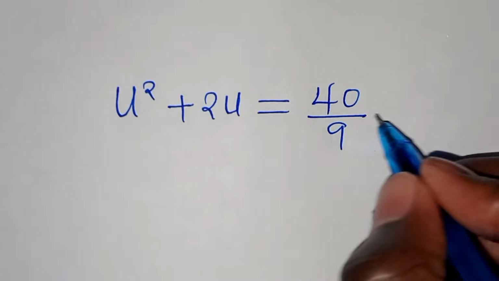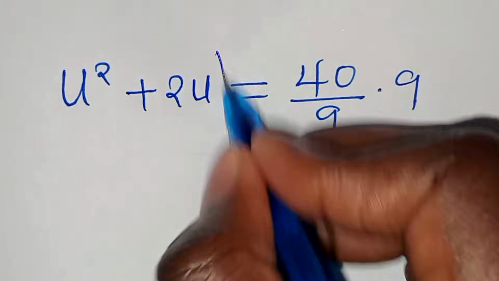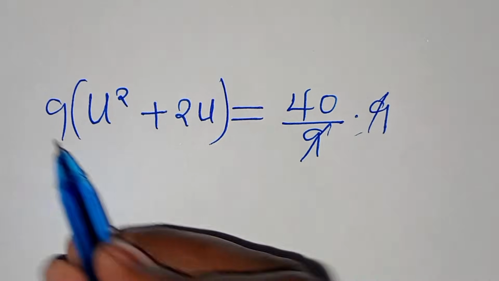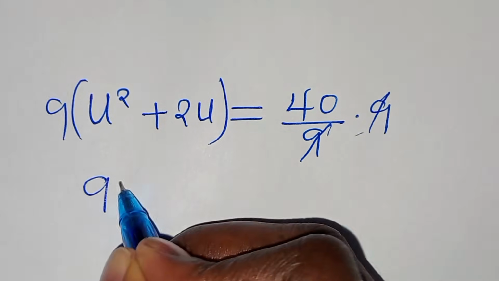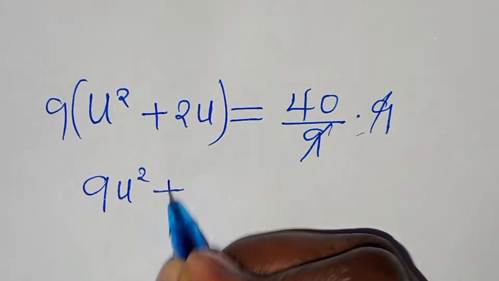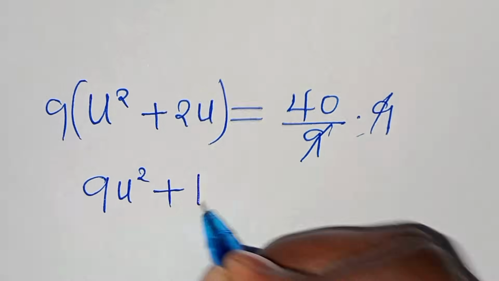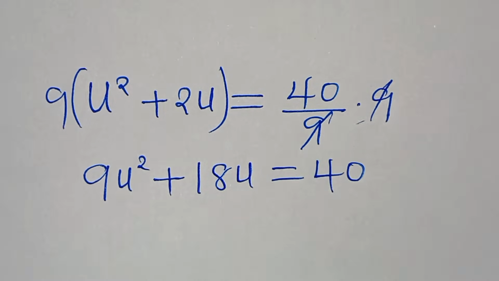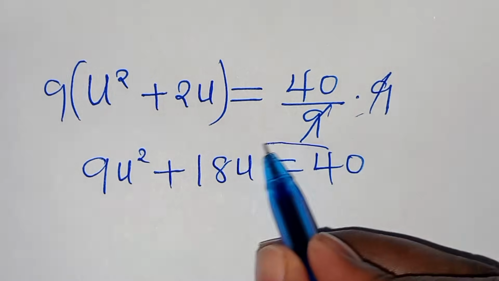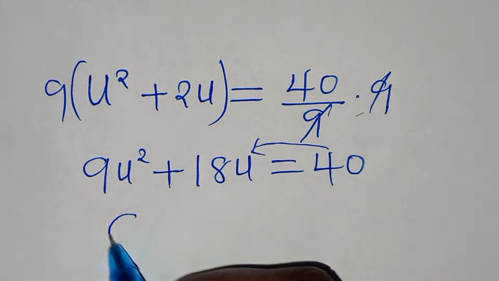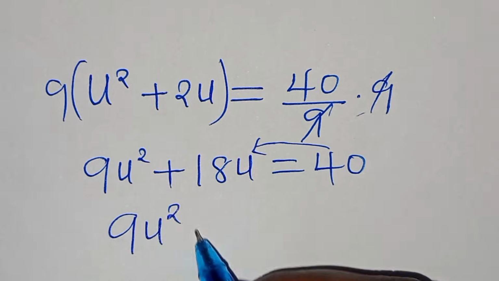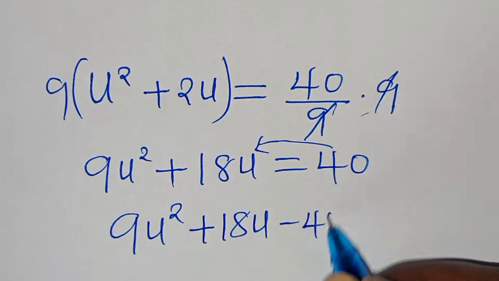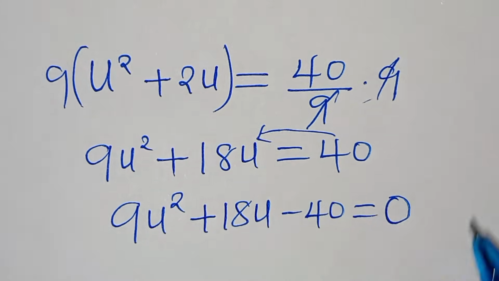So the next step, let's multiply both sides by 9. So that now, here we have 9 times u squared, this is 9u squared, then plus 9 times 2u, this is 18u, this is equal to 40. The next step is to take 40 on the left hand side, so that we have 9u squared plus 18u, subtract 40, this is equal to 0.